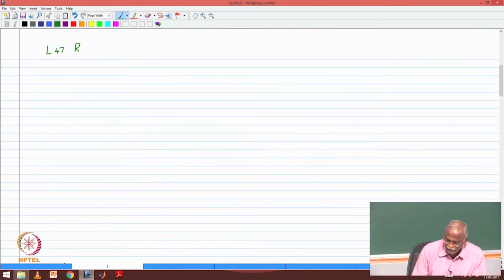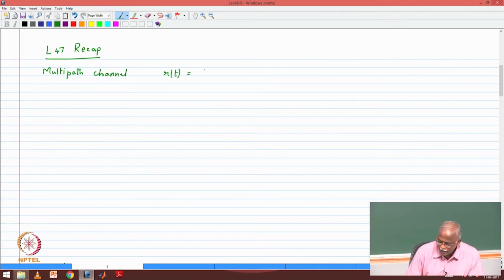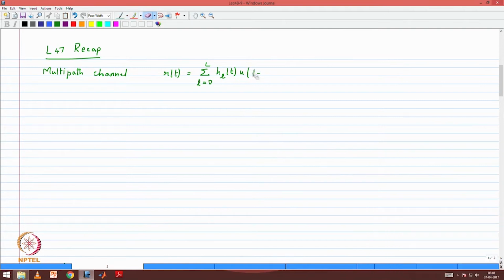In lecture 47, we were focusing primarily on the multipath environment. When it comes to multipath, always remember that we are working with a chip-spaced equivalent channel. So the received signal r(t) is a summation of L plus 1 copies of different signals that have been spaced at chip duration, l(t minus lT_c). This is a very useful form for you to remember, and of course there is the impairment z(t).